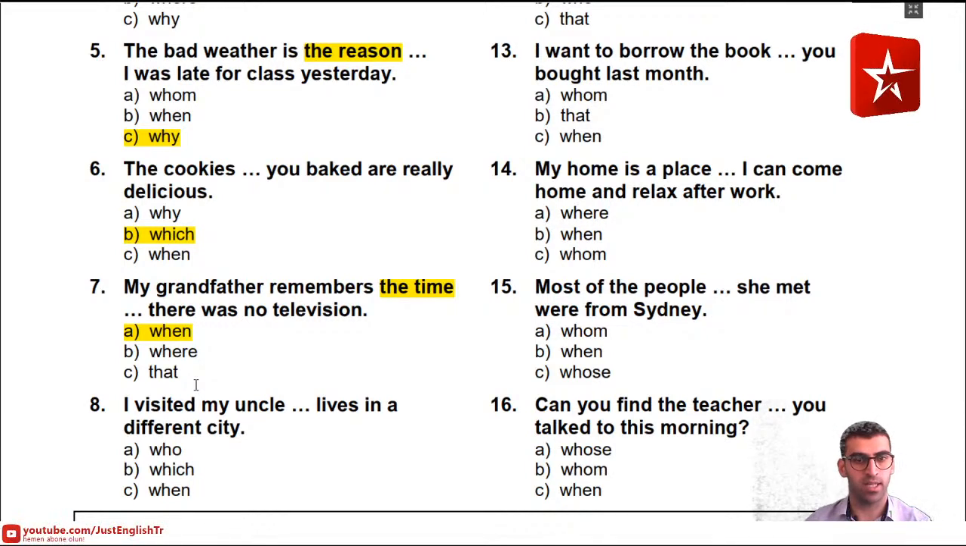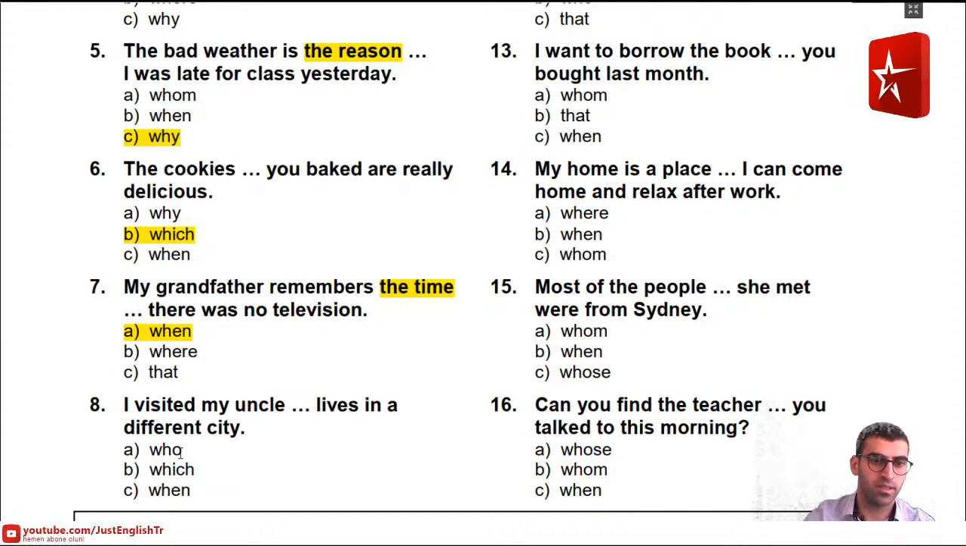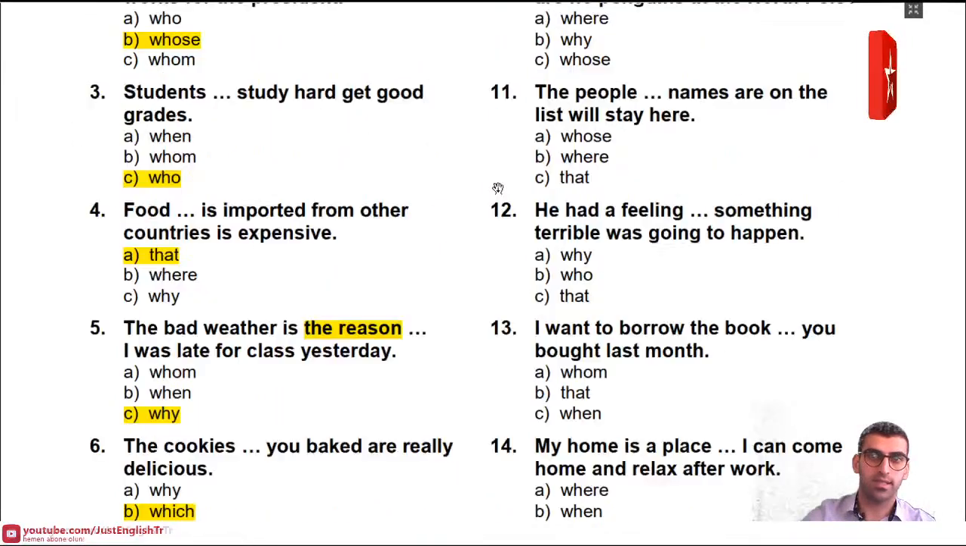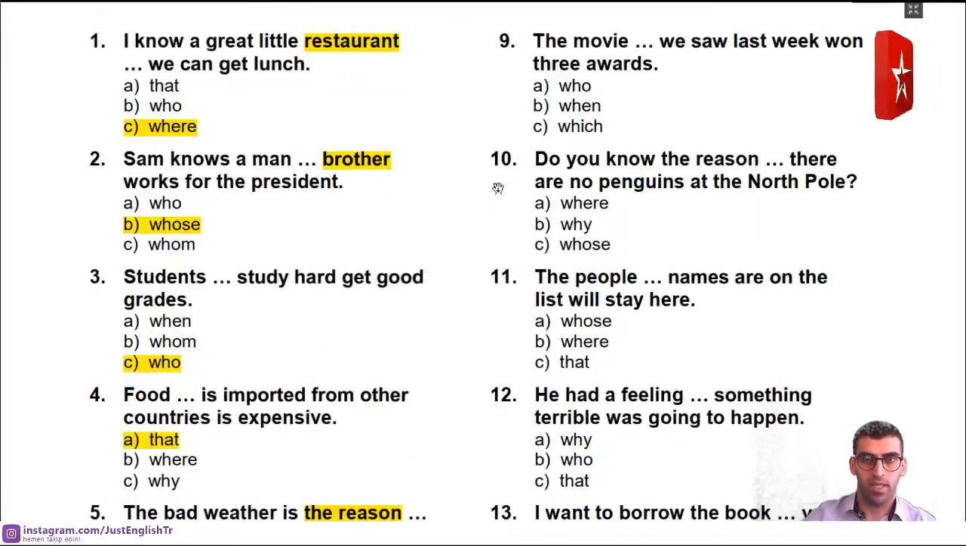I visited my uncle blah blah blah lives in a different city. I visited my uncle who lives in a different city. Yes, who is the correct answer. Yes, who lives in a different city. Number 8 is A, because my uncle. Yes, Kadir, thank you. And let's continue with number 9. The movie.